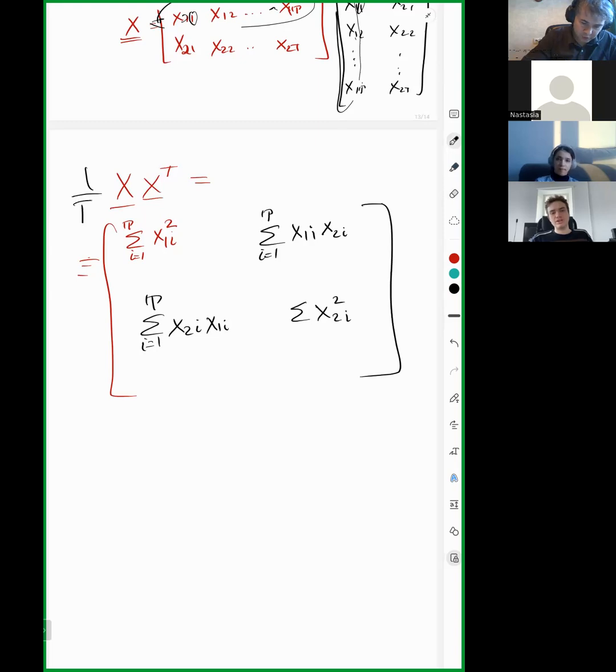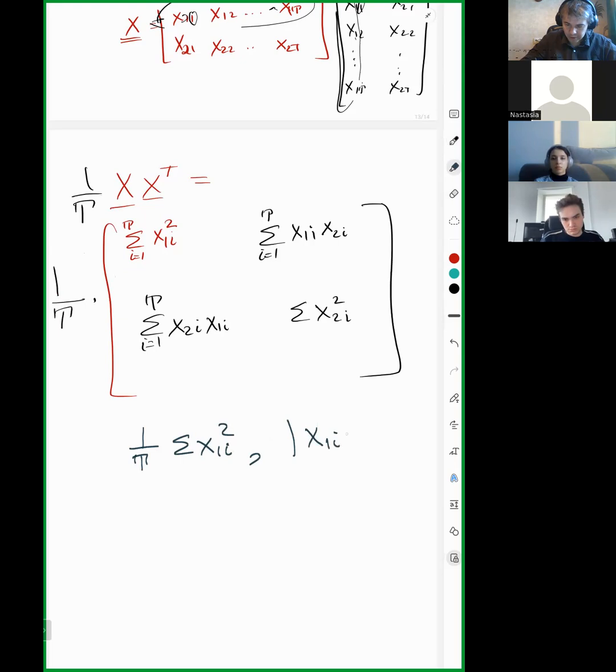Let's put 1 over T here, and let's put 1 over T here, and let's remove this, just for strictness, because T is just a constant, right? Then this tells you 1 over T sum of x1 i squared, given that x1 is zero mean, is simply sigma 1 squared.